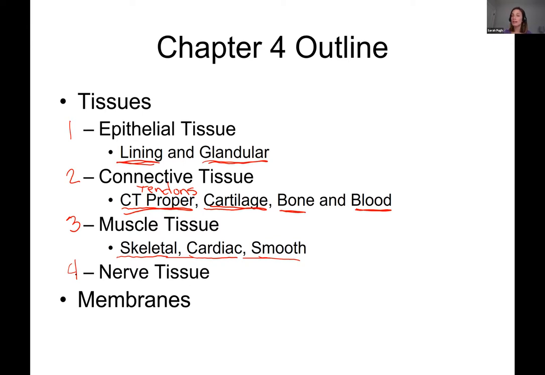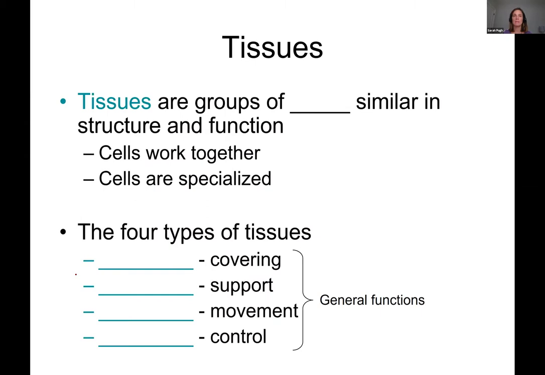Today, I'm going to try to get us through the first 2, epithelial and connective tissues. Okay. So remember, if we think of the levels of organization, we start with atoms and molecules, hook those up together to make cells. Cells working together make tissues. Okay, so tissues are groups of cells that are very similar in their structure and function. The cells have to work together, and a lot of times in our tissues, the type of cell in the tissue is very specialized for that tissue. Think about nervous tissue, for example.